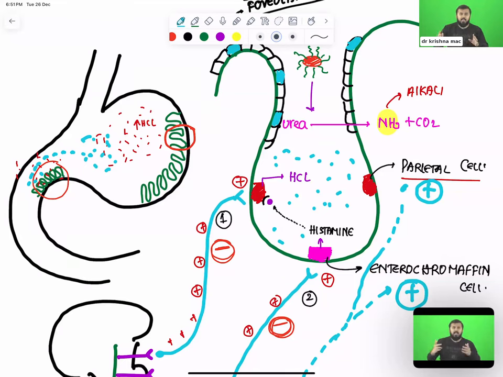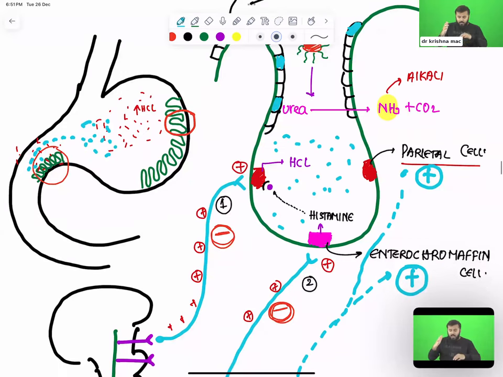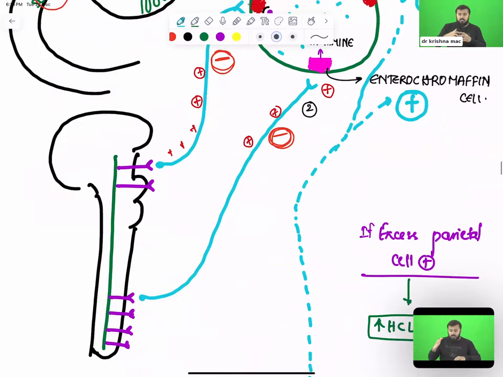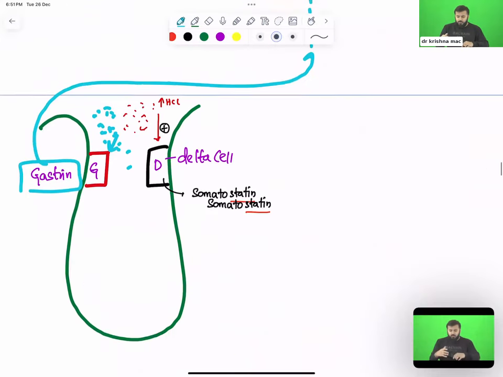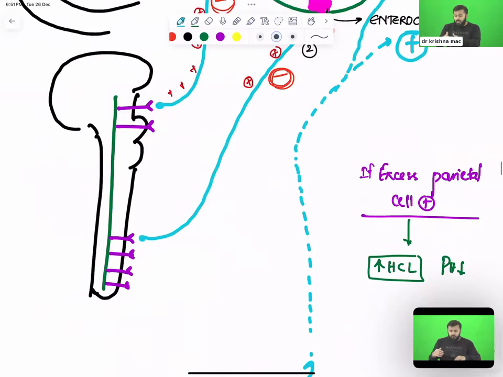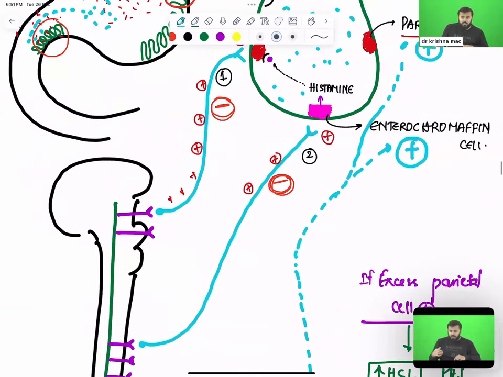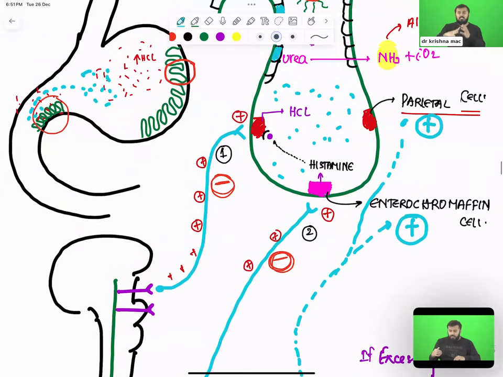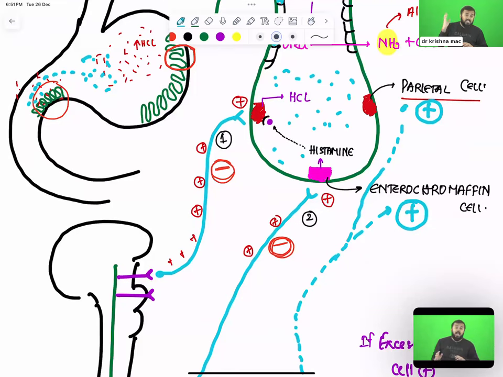Agar completely alkaline hai, toh food digestion hoga ki nahi hoga? It won't digest. So, an auto backup mechanism will happen in my body. What is that? Excess amount of alkali will come down, activate your G cells, start releasing gastrin. Ye gastrin jaake kya karega? It will activate parietal cells and enterochromaffin cells, and it would release excess amount of HCl. And this excess amount of HCl will damage your intestinal lining, leading to peptic ulcer disease.